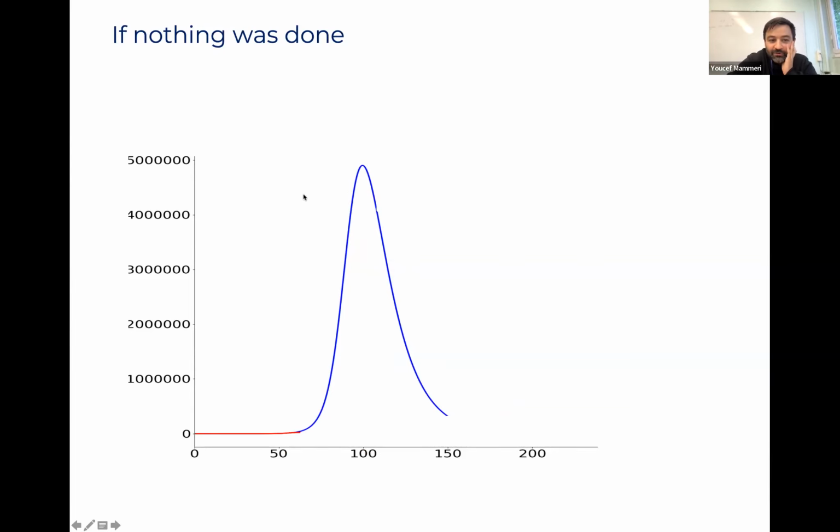So if nothing was done. The very first simulation was actually made with a discrete model, not with a differential equation, but with the same kind of conclusion: if you do nothing, a lot of people will be infected, and so a lot of people will die, so you have to do something. The question in the beginning, if you remember, was how to flatten the curve.